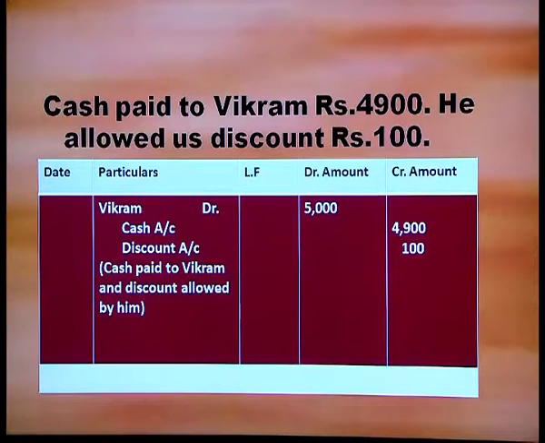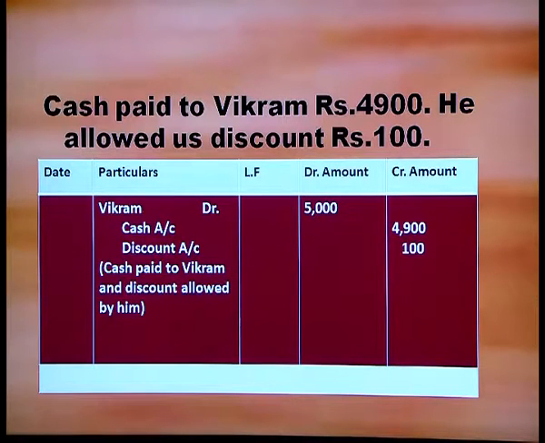Cash paid to Vikram rupees 4900. He allowed us discount rupees 100. Asset is increasing, so Vikram's account is debited. Cash is going from the business. Under asset account, cash can be included. When asset is decreasing, it is credited.